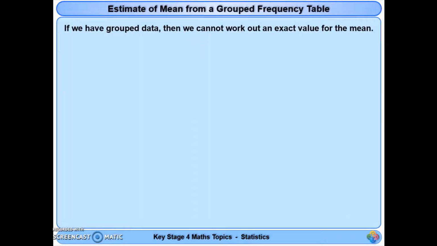Okay, so the first thing to mention is when we're dealing with grouped data, we are always talking about an estimate. We don't have the exact values within the table. Unlike a normal frequency table, which deals with discrete data, when we're dealing with continuous data in a grouped frequency table, we have to be referring to an estimate of the mean, not an exact value of the mean, as we don't know every exact value contained within the question.